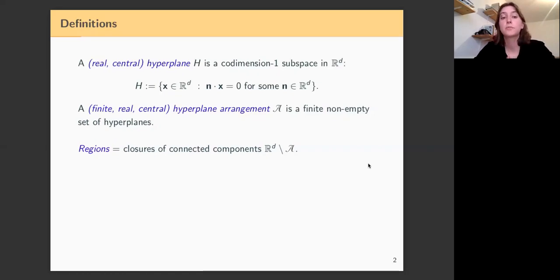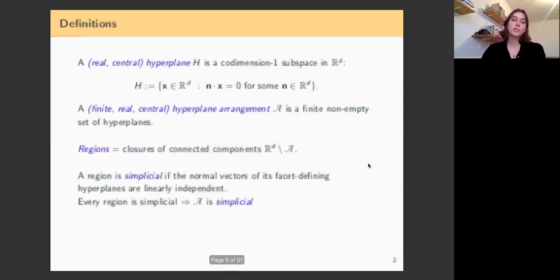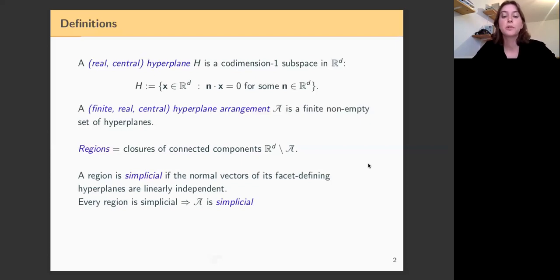To tell you what a simplicial hyperplane arrangement is, we have to talk about the regions. If you look at the complement of the arrangement in your space, it breaks up the space into connected components. And the closures of each of these connected components are going to be the regions of the arrangement. A region is going to be called simplicial if the set of normal vectors to its facet defining hyperplanes is linearly independent.